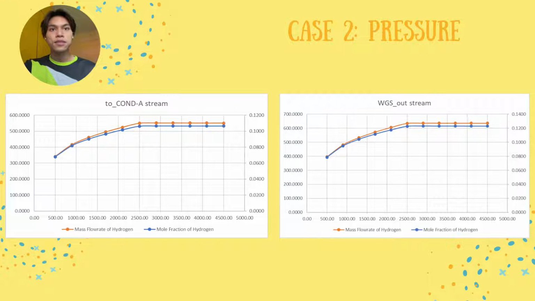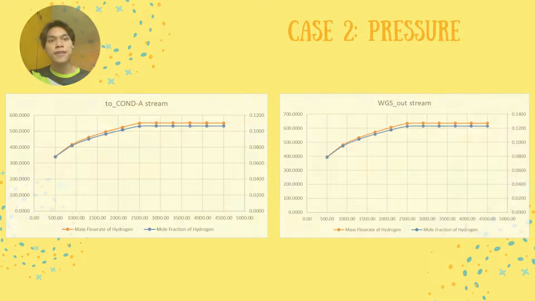The second case will study the effect of pressure. Both graphs below show that the production of hydrogen in both the SMR and WGS reactor increases as the inlet pressure of methane feed increases. However, at a certain value of pressure, the production starts to slightly decrease.